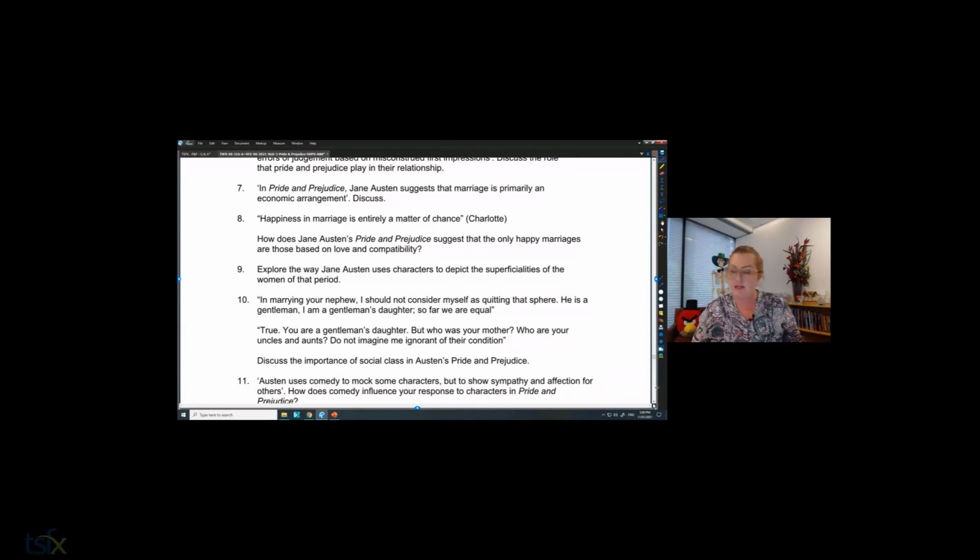So this is a quotational one here. Okay, I can see the double quotation marks and I can see that there are 2 quotes here. You can sometimes get 2 quotes, okay? In marrying your nephew, I should not consider myself as quitting that sphere. He is a gentleman. I am a gentleman's daughter. So far, we are equal.